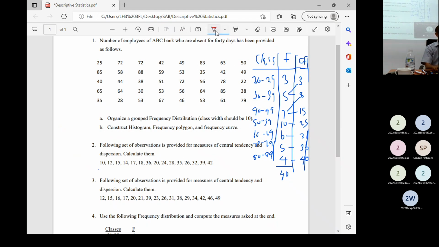Example, understand. Example: 20-29, number of employees. Then 19.5, 29.5, we calculated as real limits. They are mathematical limits, because it is number of employees.